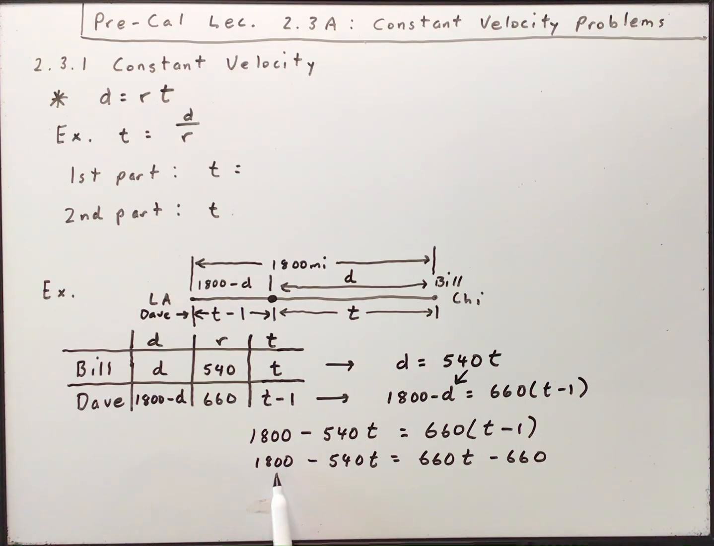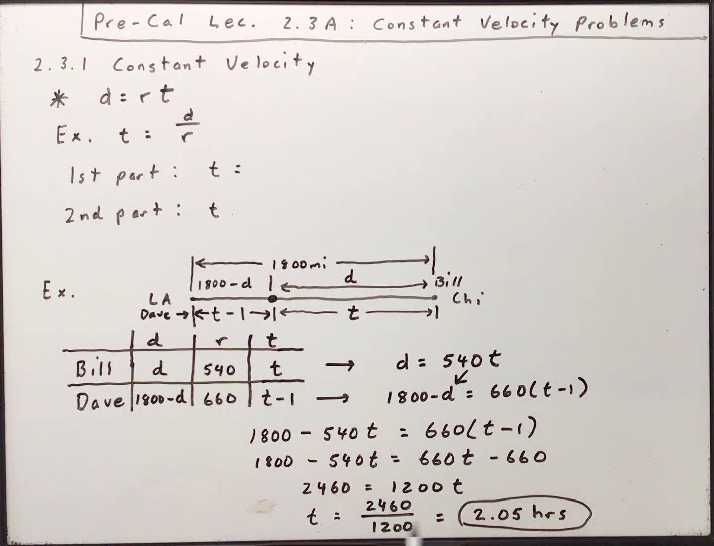So that would be 2460, right, that we're going to put on the left. And then I'm going to add 540 to each side. So that would be 1,200 times t. So we know that t is equal to 2460 over 1,200. All right, you can put that in your calculator, but it's 2.05 hours.